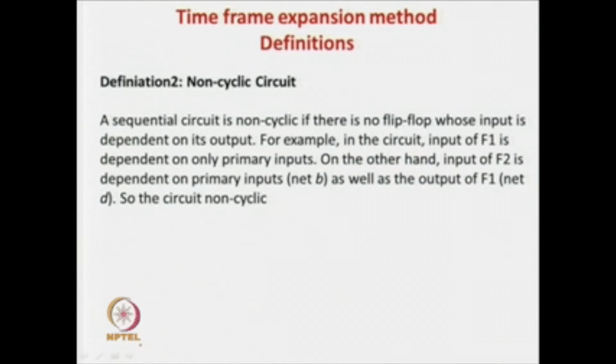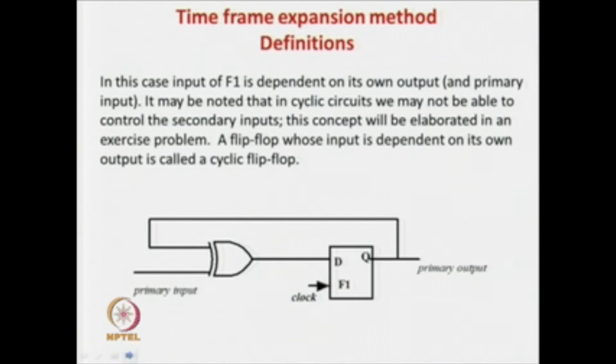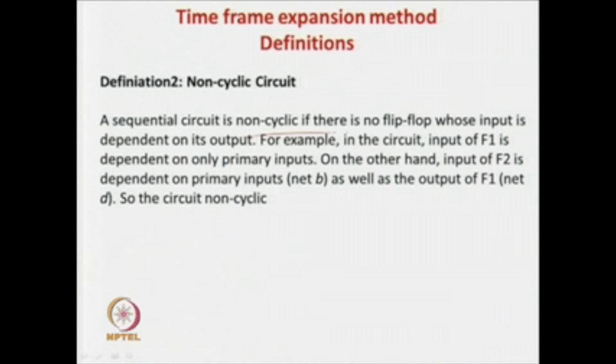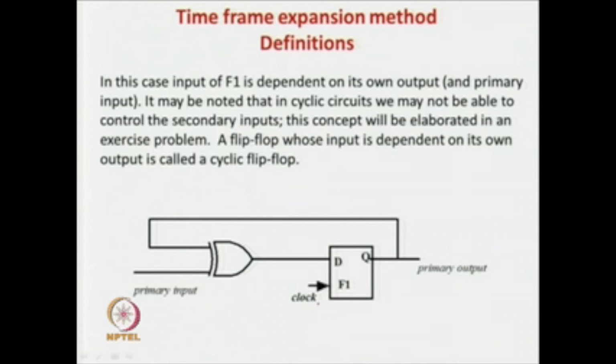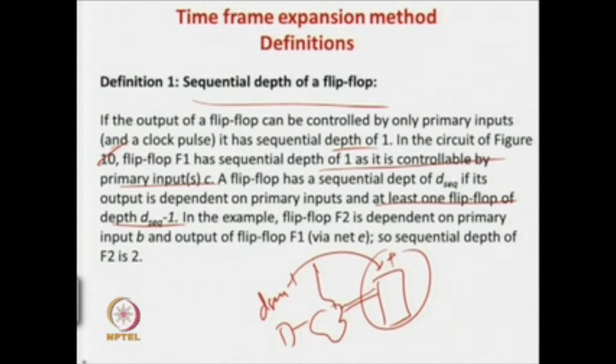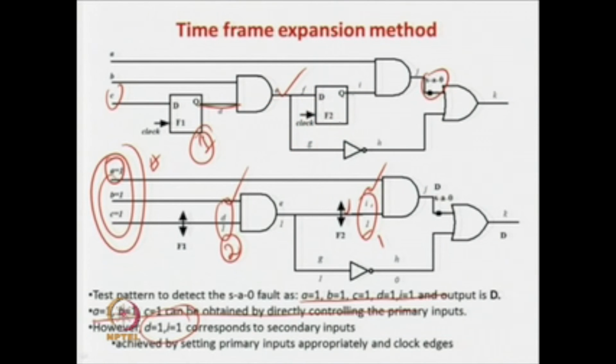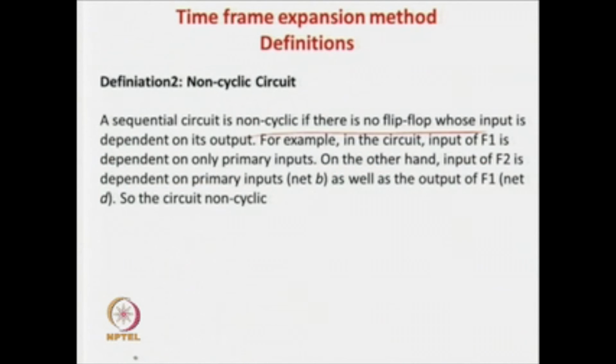So, now there is a definition of a cyclic circuit. So, what is cyclic? This definition says that a sequential circuit is non-cyclic if there is no flip flop whose input is dependent on its output. For example, if you consider this circuit, this is a sequential circuit because its output is dependent on its own, just look at the feedback. So, its output is dependent on its own input. So, that is actually the cyclic definition. But if you look at this flip flop, this is not cyclic, because this input is not dependent on this output. So, that is the definition of what you call a cyclic circuit.